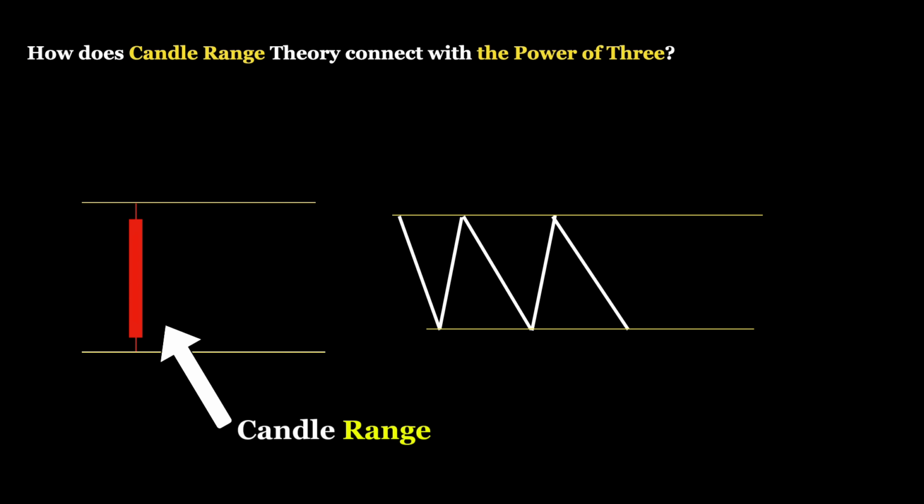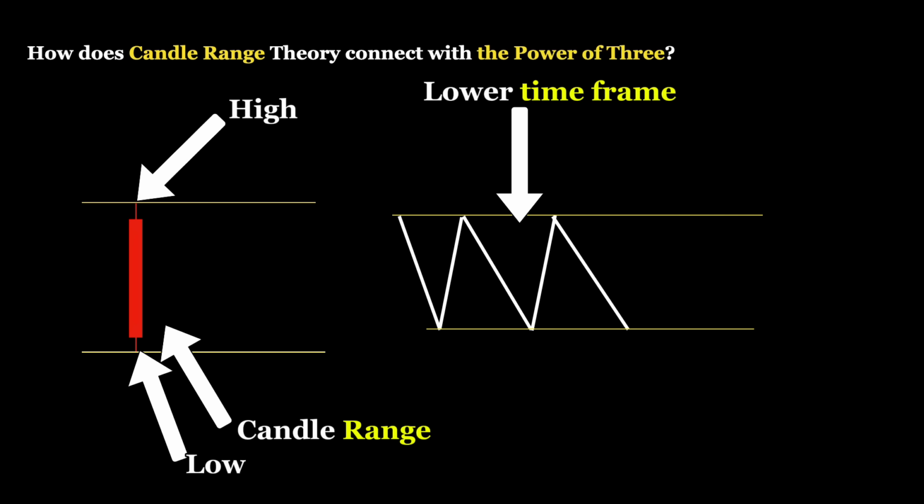Candle range theory works as your leading indicator on the higher time frame. That single candle, with its high and its low, sets the range where the game will be played. But inside that same candle, on a lower time frame, the power of 3 is unfolding step by step. Think of it like this.